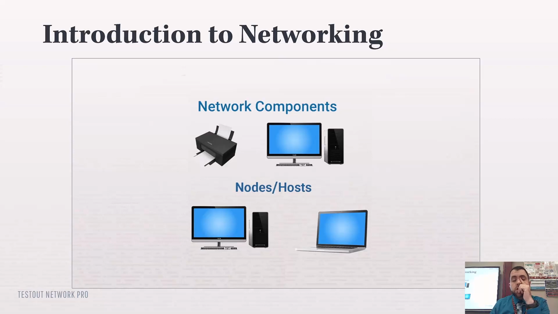So there are 2 different things that we need to take inventory of when we're designing networks and troubleshooting networks, and that is our network components. So what is living on the network, or devices that people need access to, and then what are the nodes or the hosts that are going to connect to those devices. So what are some examples of networking components, using our context clues on the screen?